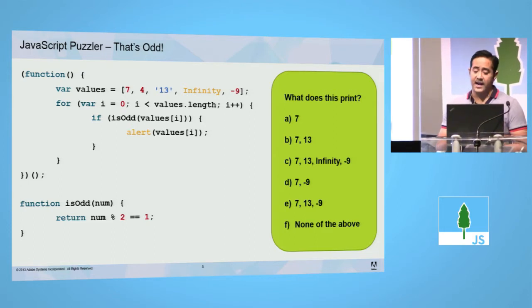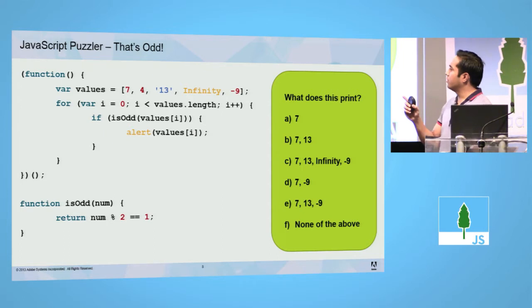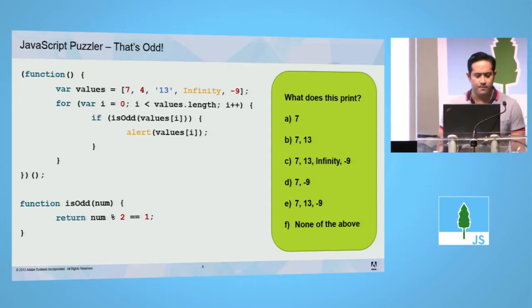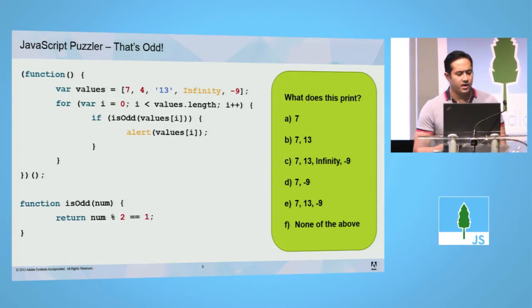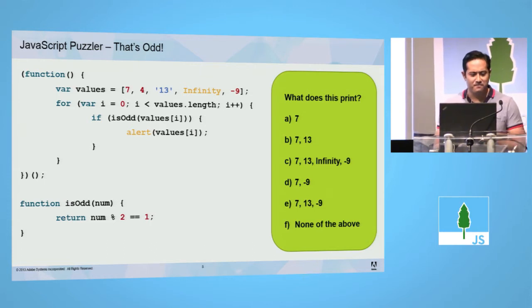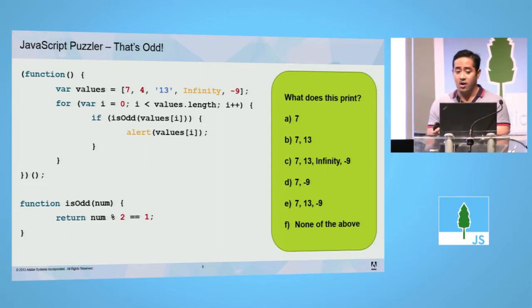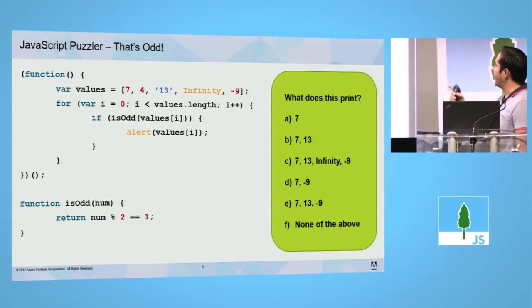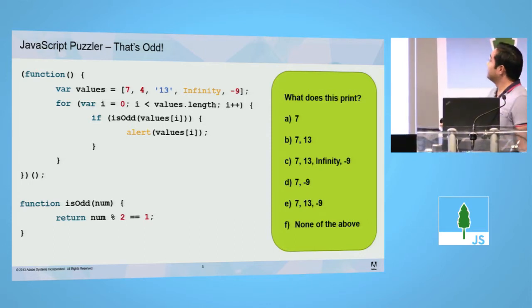The string 13, I think, will cast correctly, and so I think that is odd as well, and so that should display. Infinity mod 2, I'm not sure what JavaScript will do here, but just from math class, I should know that this should not work. So I'm going to say that won't display. -9 mod 2, is -9 odd? Yes, so I think that will display as well. So I think 7, 13, and -9 will display. So my answer is E. Let's see what the real answer is.